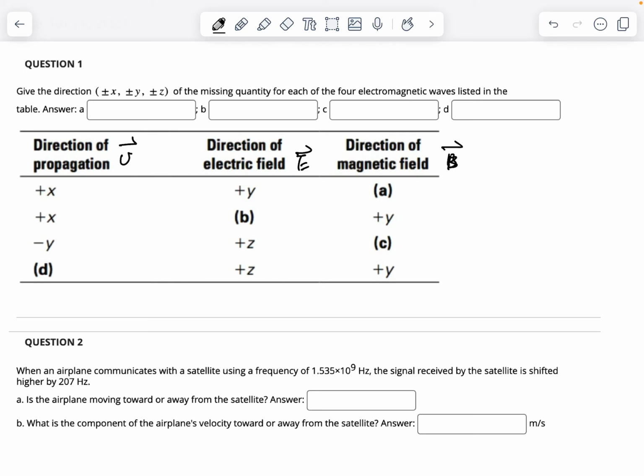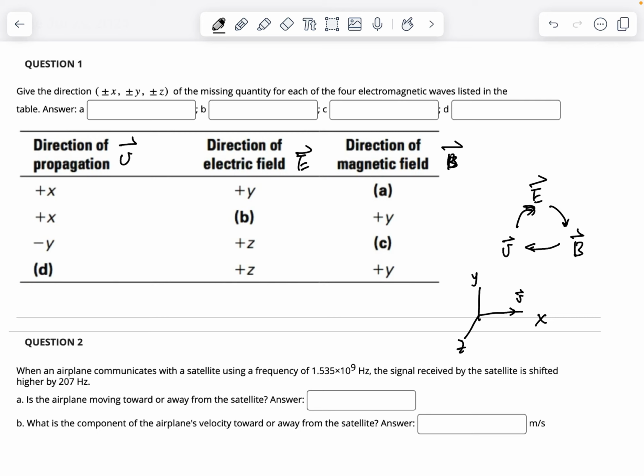For this kind of problem, you follow this rule: E, B, V, right hand. If you know two of them, you can figure out the third one, but you have to follow this sequence. For the first one, V is X. This is X, Y, Z, X, Y, Z. So V is X.